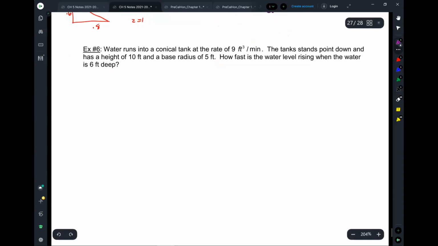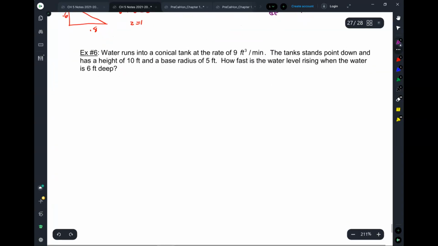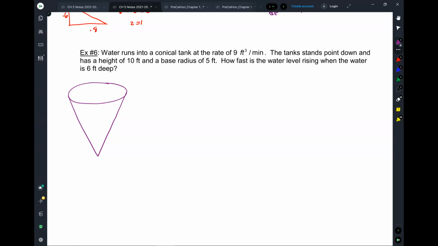Water runs into a conical tank. Oh, I know. It's like a vessel in some company, in some refinery, just think of it as some industrial location. Are we supposed to know that? Well, now you do. This is a VIP. It'll show up all the time. It's a conical tank. Get it? It's a cone. Never thought you'd learn vocab. It's a membrane word.